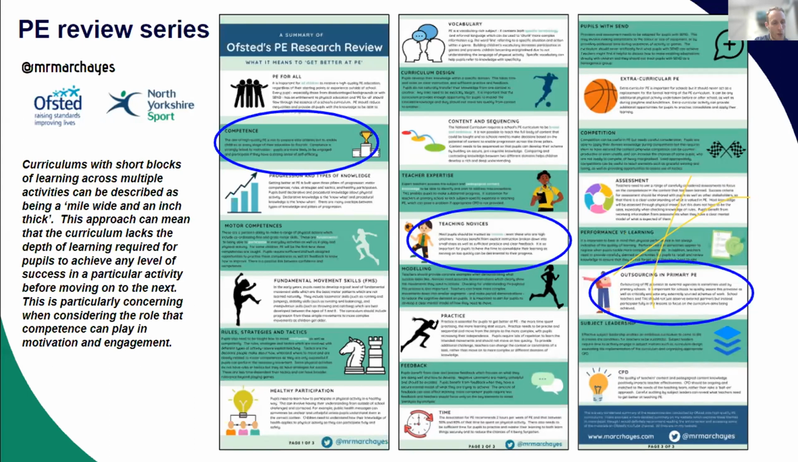This is particularly concerning when considering the role that competence can play. And the reason I mention that is simply around the fact that we often do compartmentalize our learning into 6-week blocks, 6 weeks of football, or we'll do 6 weeks of hockey, or 6 weeks of gymnastics. But where's the fluidity in that? And we can't presume that learning works in such a linear fashion. It might go up, down, left, right, backwards, forwards, but not always in that straight line.